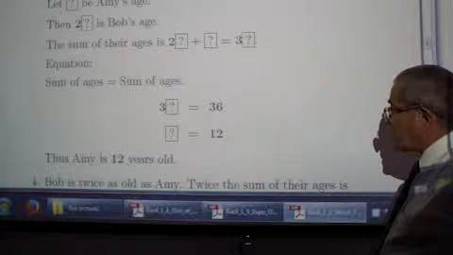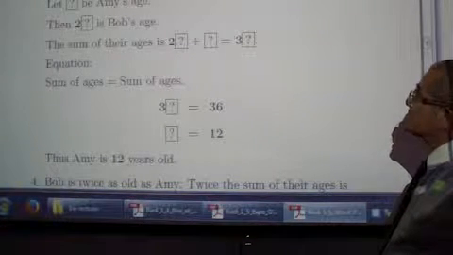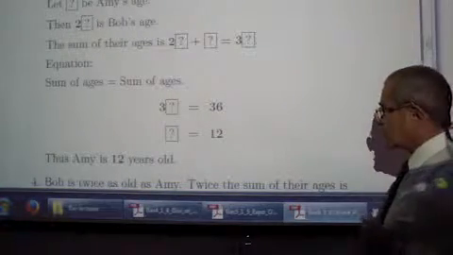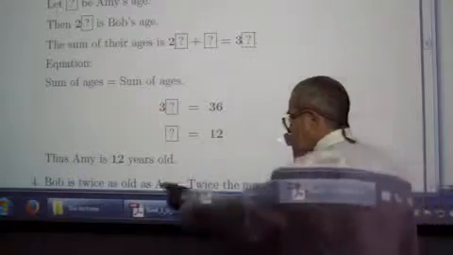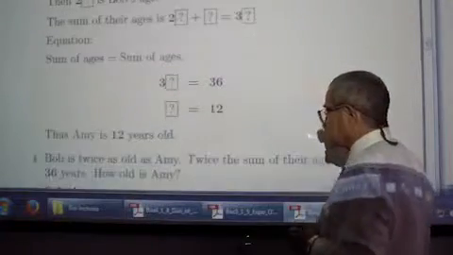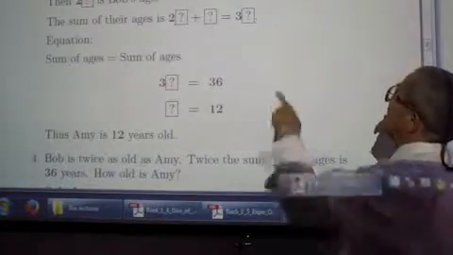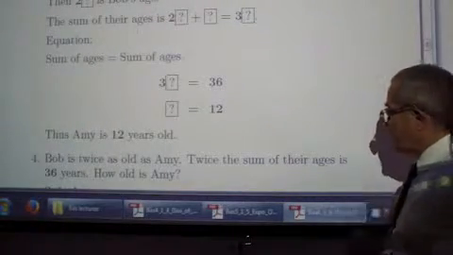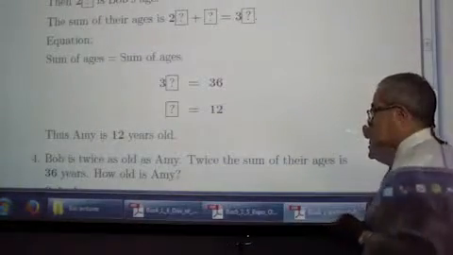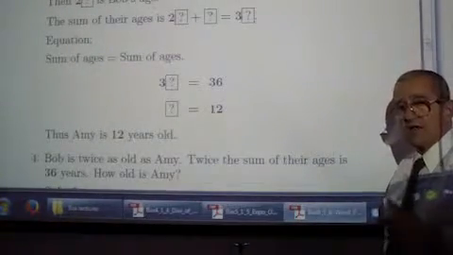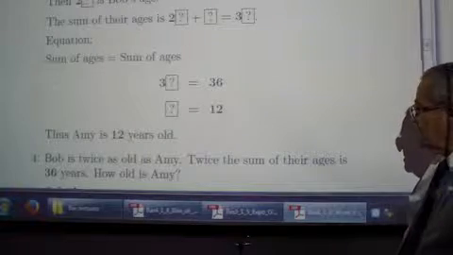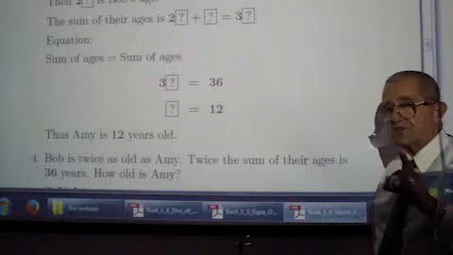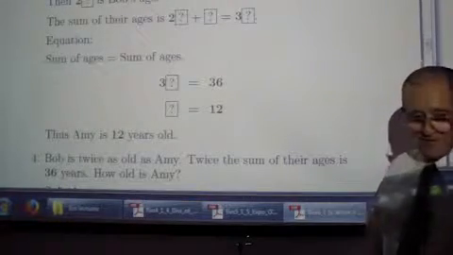Now, in the next one, what is going to change? Up there, Bob was twice as old as Amy. Bob is still twice as old as Amy in the next example. But up there, the sum of their ages was 36. Now I'm saying twice the sum of their ages is 36. Can you find Amy's age? Be careful with the words twice the sum. It's not twice the number, it's twice the sum. Go get it.